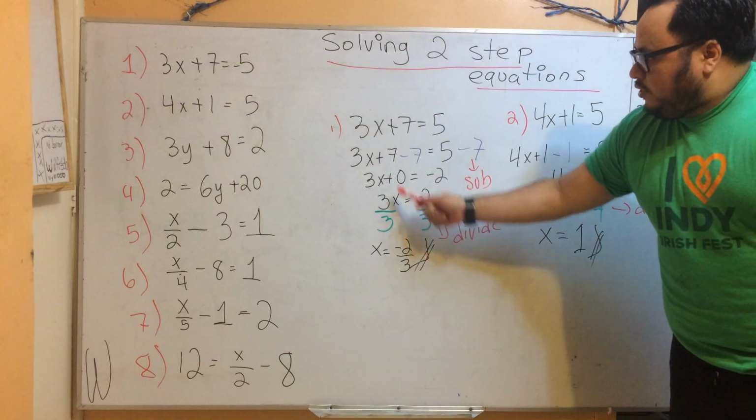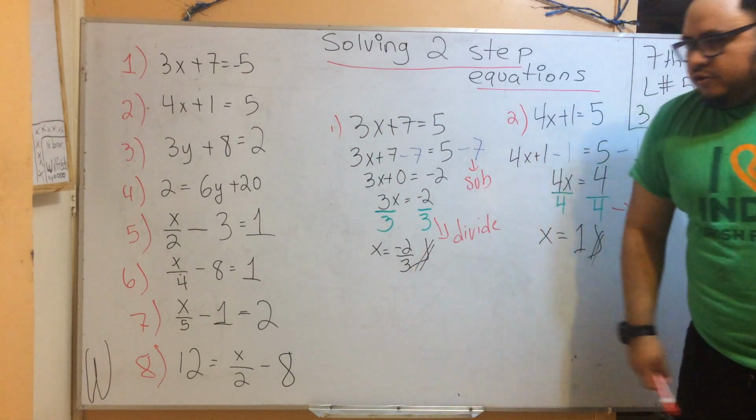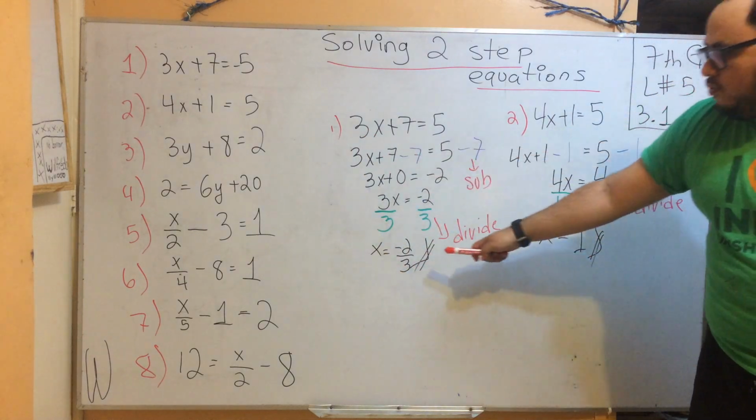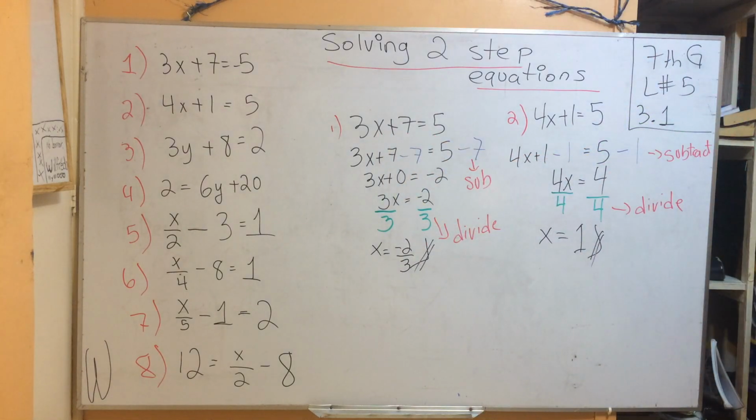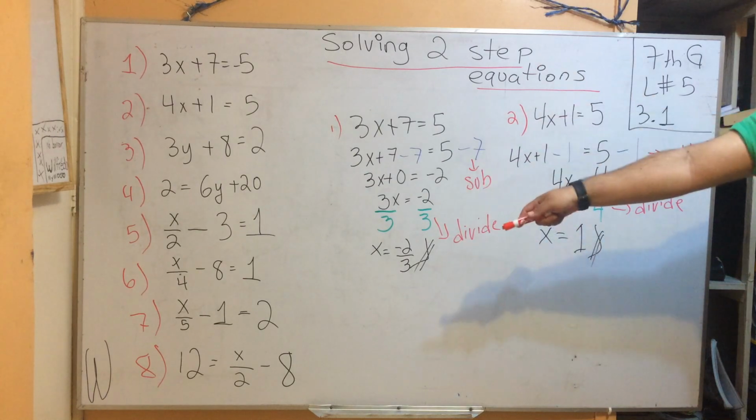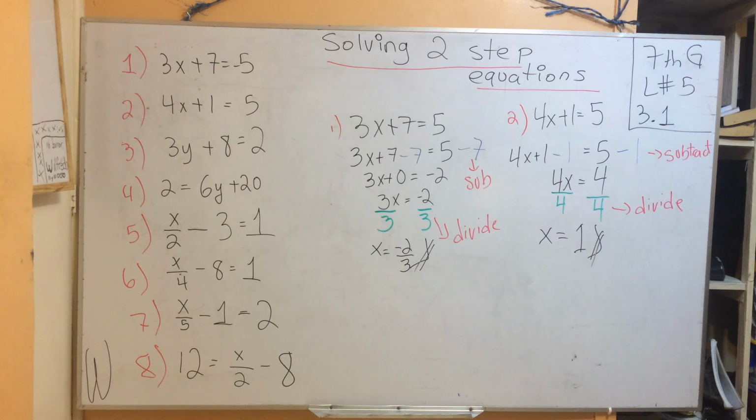Well, we can actually substitute here as well. 3 times minus 2/3. We eliminate the 3's, and we have minus 2. Minus 2 plus 7 equals 5. Okay, so we know that our answer is correct. We're going to complete all 8 exercises. So you can pause here, and I'm going to be erasing.